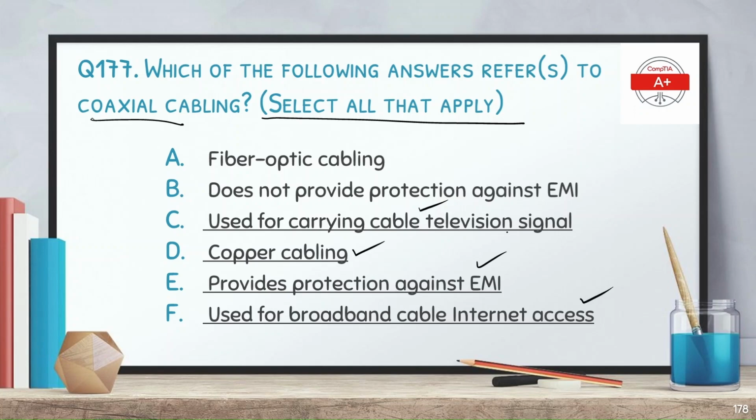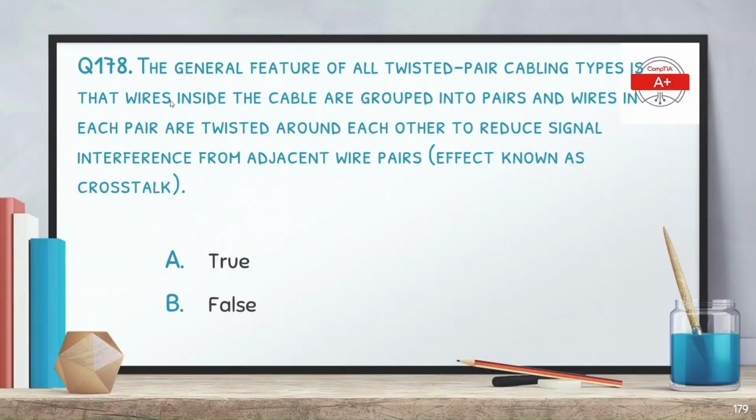Question number 178 is that the general feature of all twisted pair cabling types is that wires inside the cable are grouped into pairs, and wires in each pair are twisted around each other to reduce signal interference from adjacent wire pairs. This effect is known as crosstalk. And the options are A true and B false. And the correct option is yes, it is true.